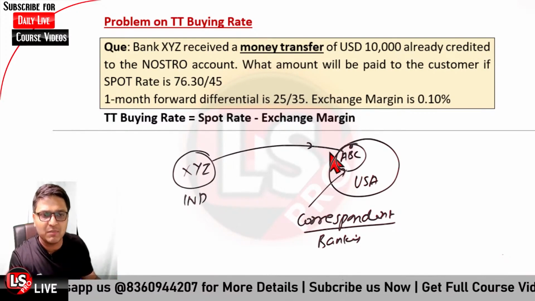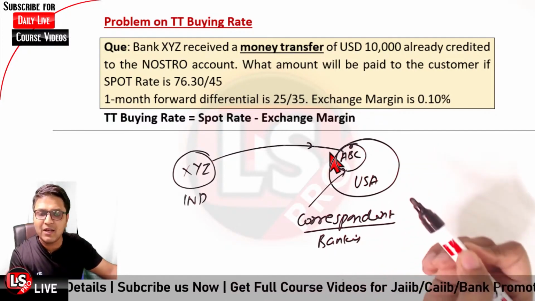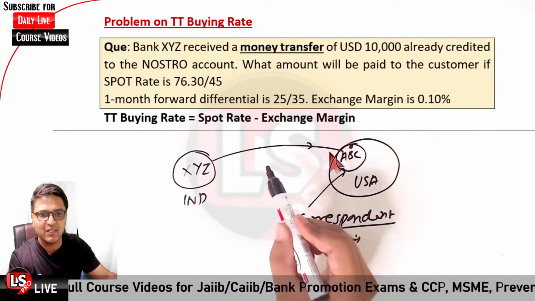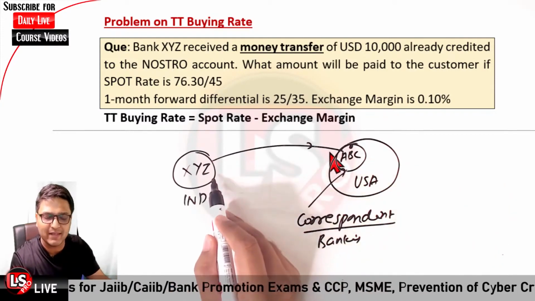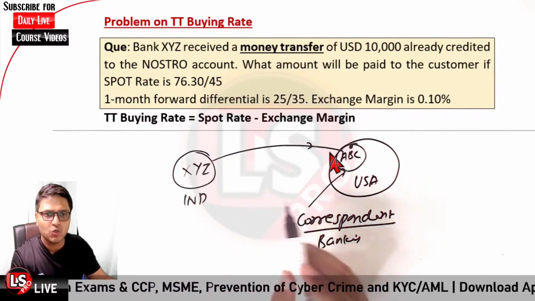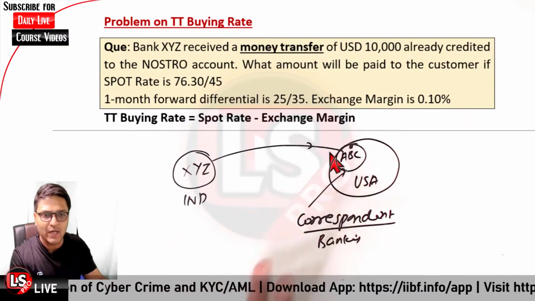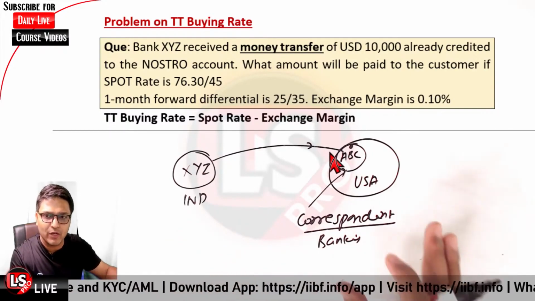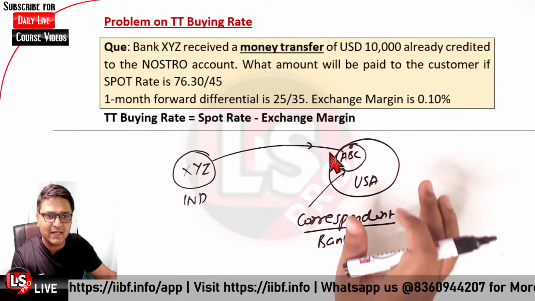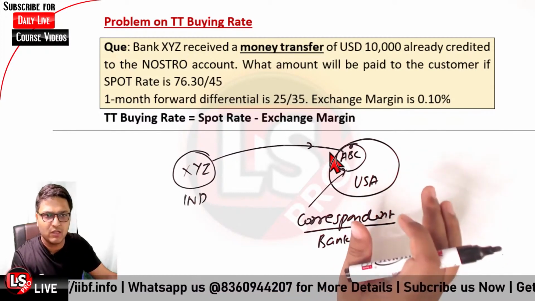Nostro account is basically an account which you open in a foreign country bank in the foreign currency. That is basically the nostro account of the bank XYZ. Let me explain to you again. When an Indian bank, or any domestic bank, opens an account in a foreign country in the currency of that country, in that case it is said to be the nostro account.